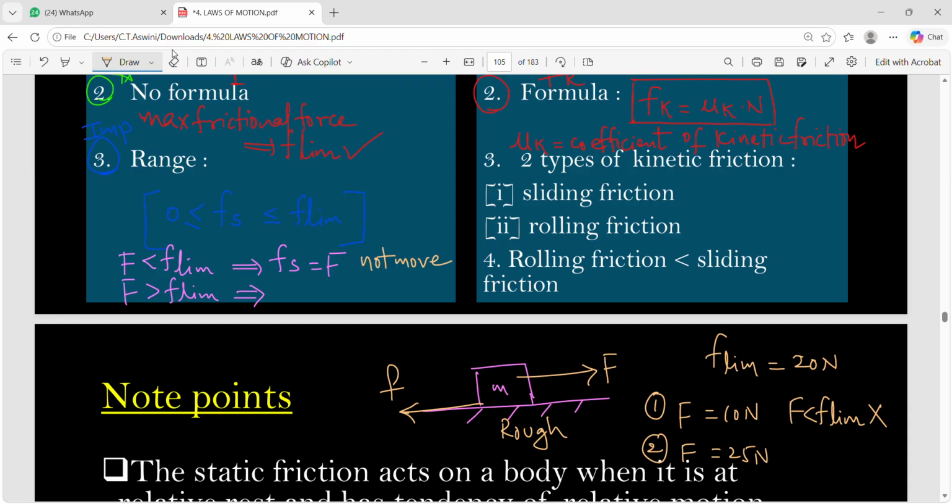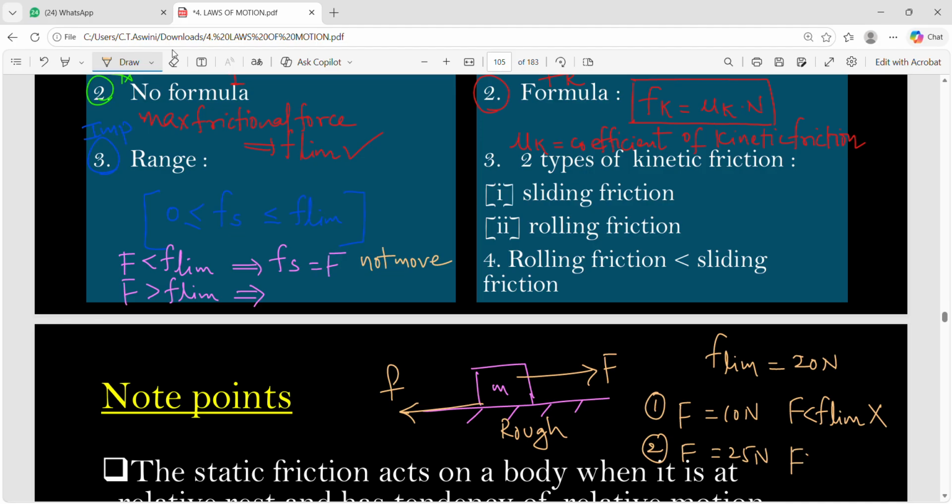Now I will pull the block with 25 newtons. In this case, what happens? Extra, you're applying 5 newtons. Your applied force is more than the capacity this time. So what happens? The floor cannot oppose now. Friction is not of use now because its maximum capacity is only 20, but you apply 25.